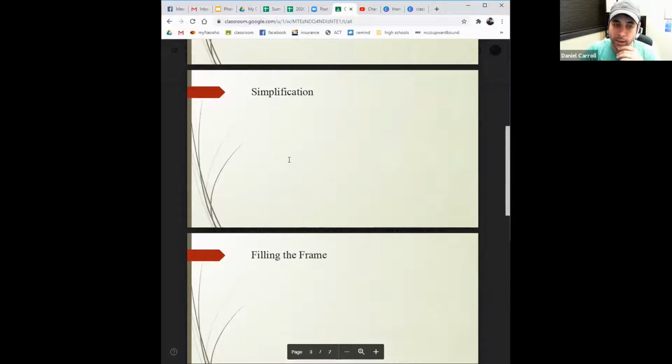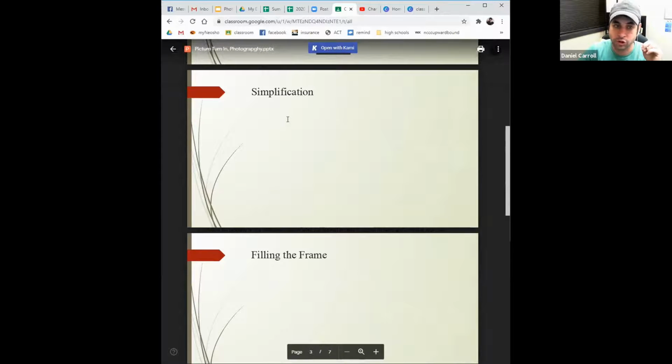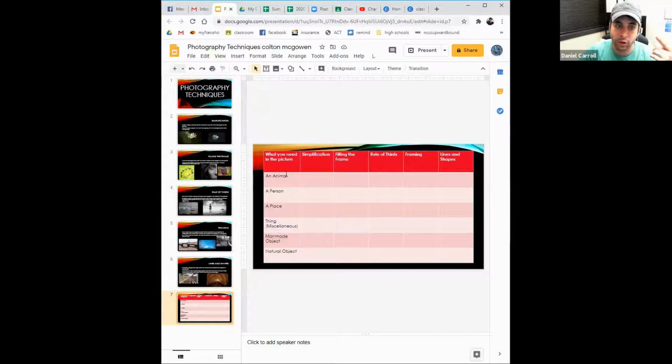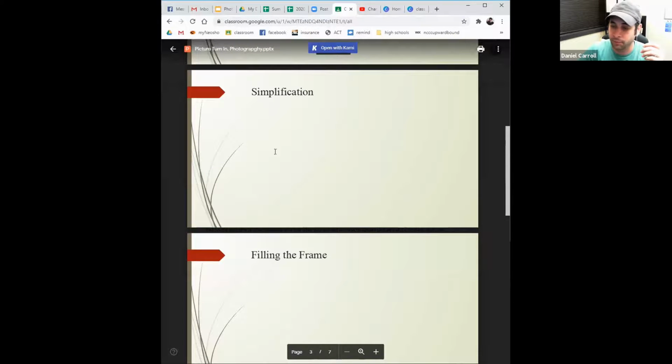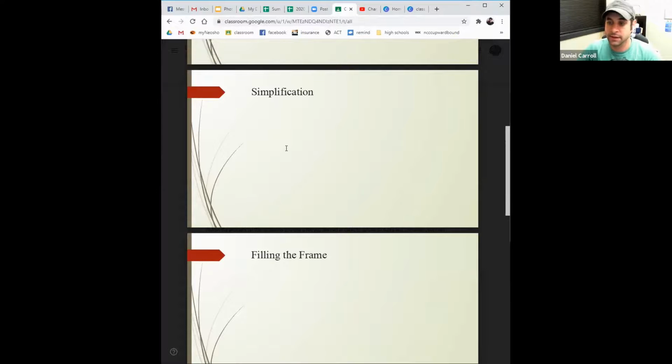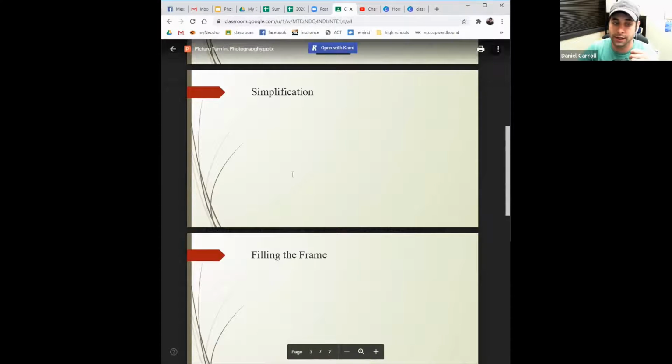In the final product, though, you should have 6 slides for simplification. You should have a slide with an animal, and then a slide with a person, a slide with a place. You can put them all on the same slide if you'd like. That's just going to be very crowded if you're trying to put 6 pictures on here. So I would go ahead and just duplicate that slide 6 times and put a single picture on each slide.